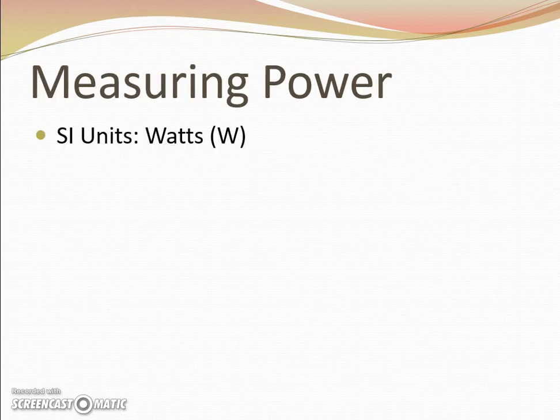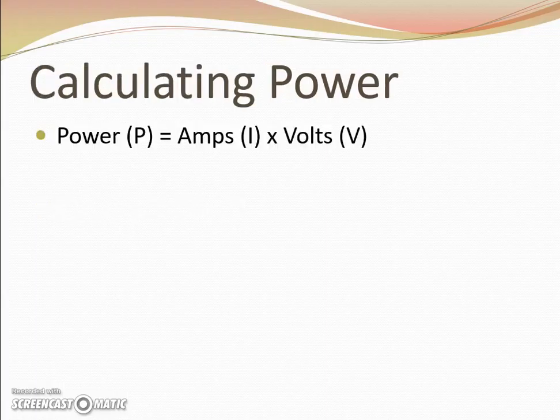We measure that, of course, in watts, because it's still power. And we're still going to use capital P in our formula. We calculate this by multiplying the amps, your current, and your voltage. So P equals IV. Let's take a look at an example really quick.